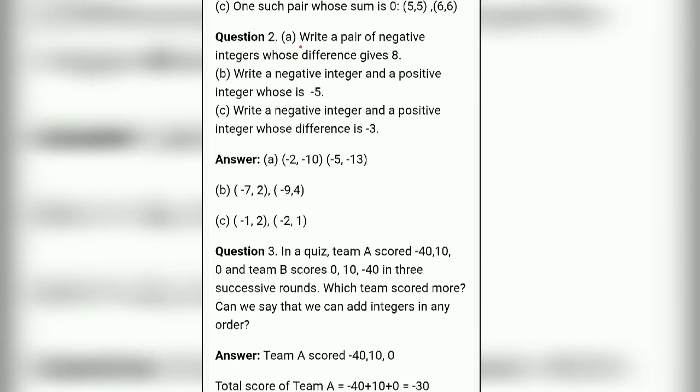Next, question number 2. Write a pair of negative integers whose difference gives 8. Either you can use the addition subtraction process which we followed in question number 1, otherwise you can directly use the number line. From the number line you can directly find two negative numbers whose difference gives 8.